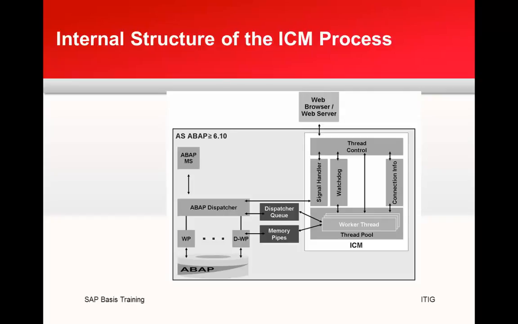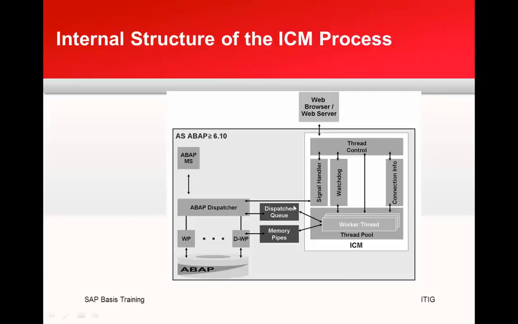Okay, signal handler: it basically processes signals that are sent from the OS or other processes. Then we have the connection info over here. Connection info is basically a table with information for each existing network connection.